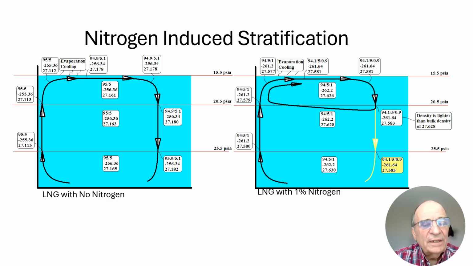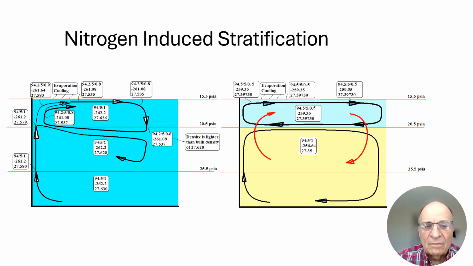This slide shows a tank without nitrogen content and one with nitrogen content. And you can see how the difference in circulation pattern occurs once you have nitrogen in that LNG. You start to form this top layer. Let's take it a step further. Once this top layer forms, the bottom layer actually starts to circulate within itself. And you end up eventually having two separate layers as shown here, an upper layer and a bottom layer.